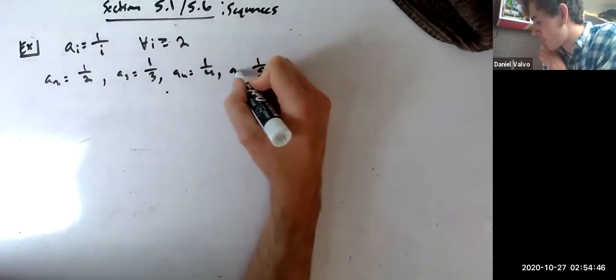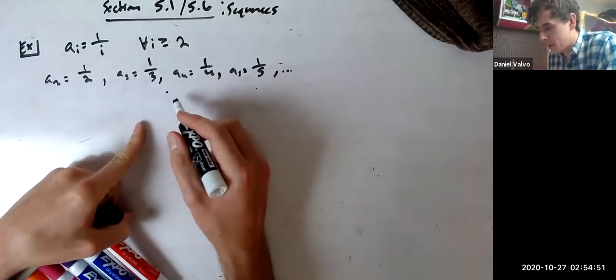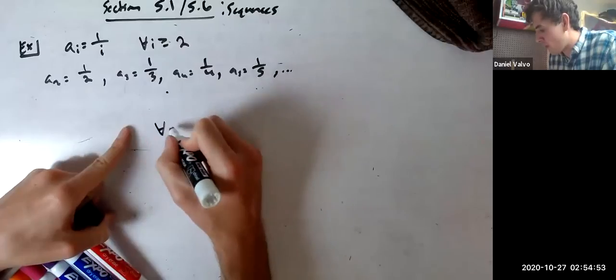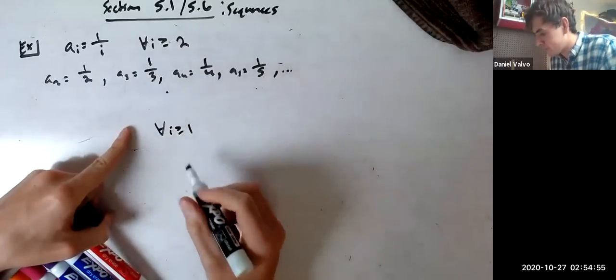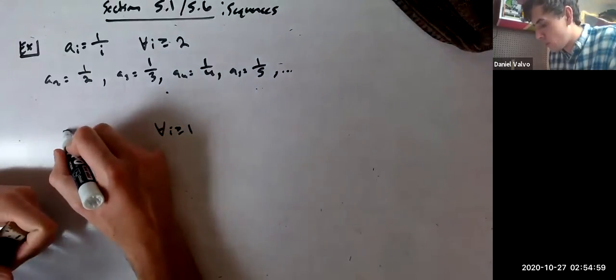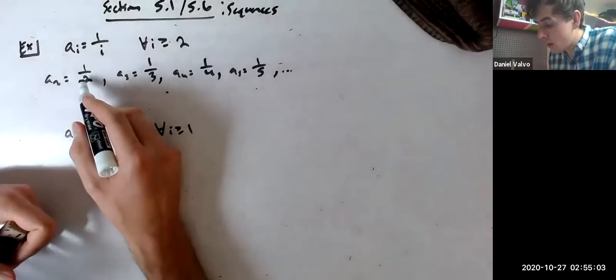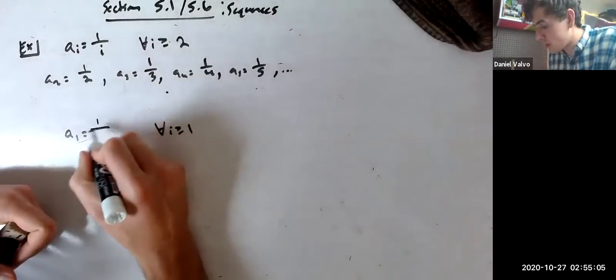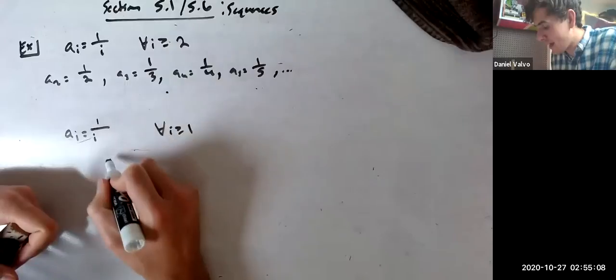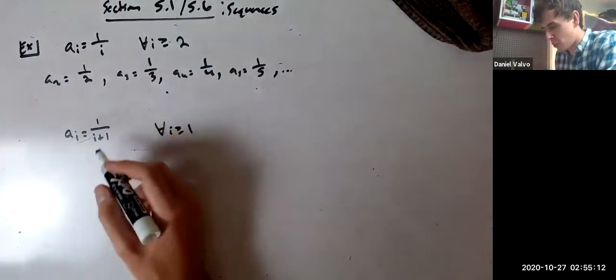Then we go A3, A4, and we keep going. What if we didn't want to start at 2? What if we want to start at 1, for example? So what if we want to look at for all i greater than or equal to 1? Well, if we do that, then we want A1 to equal 1/2. But that's no longer just 1 over i, but it's 1 over i plus 1. And we'll see that this works.